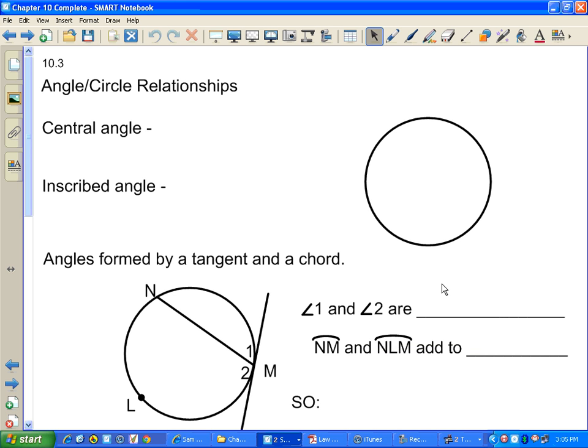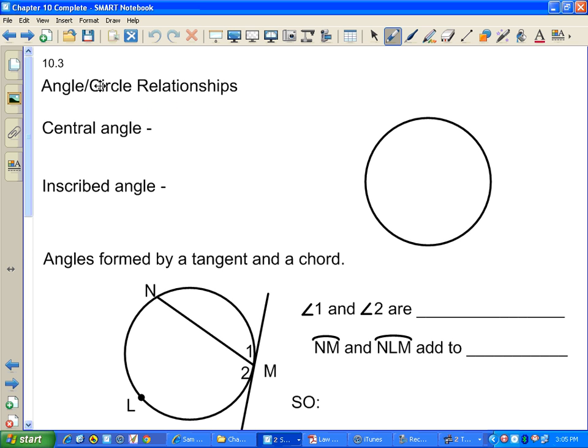So this next section, we're going to look at the relationship between circles and angles that are formed within those circles or on the circles, things like that. See how we can use arcs and angles together. Okay, which shouldn't be too hard since we measure both of them in degrees. So let's just get a little vocab out of the way.